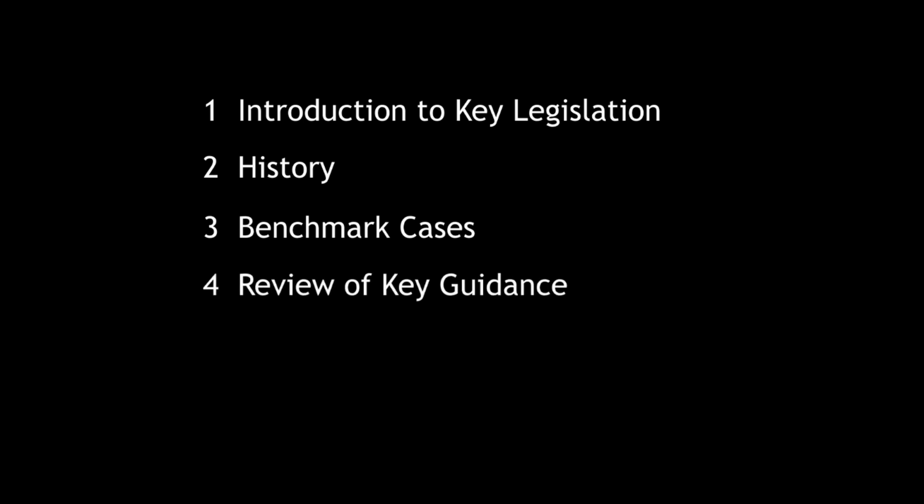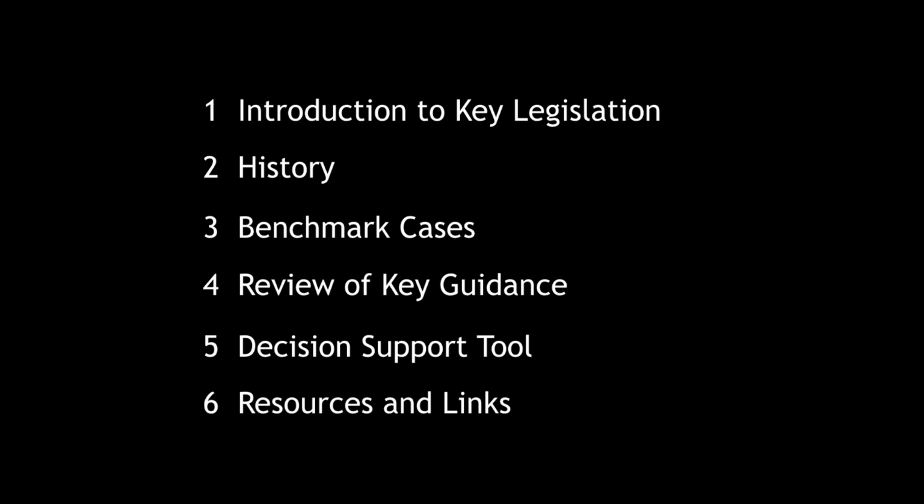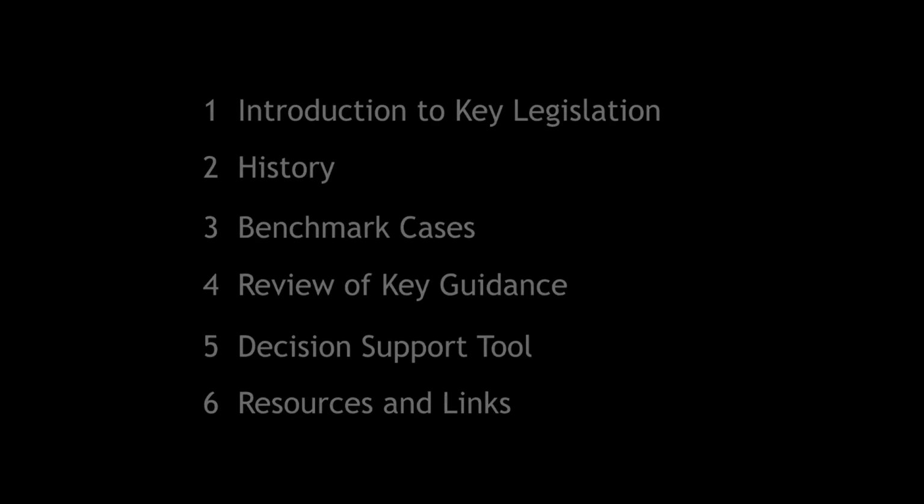The talk is divided into 6 sections. It commences with an introduction to the key legislation. Part 2 is the history of the relevant policy developments. Part 3 is a description of the series of court and ombudsman's cases, which will be referred to as the benchmark cases. Part 4 is a review of the key guidance that's been issued in England and Wales. Part 5 is a look at a mechanism known as the decision support tool that's used to help decide if a person is entitled to NHS continuing care funding. And the final part, part 6, details resources and links, follow-up material for more in-depth study.